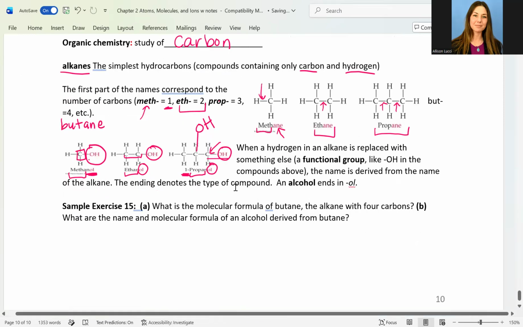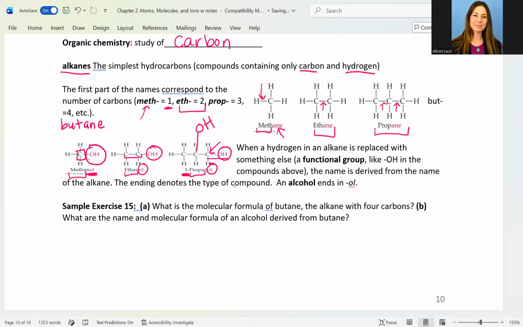So let's see if we could figure out the name for an alcohol in this next example here, and the molecular formula of butane first. So butane is indicating four carbons in a row. So we could write that out like this. And we know that every carbon always has four bonds. So we would fill in all of these spaces here with hydrogens after we link all four carbons together in a four carbon chain.